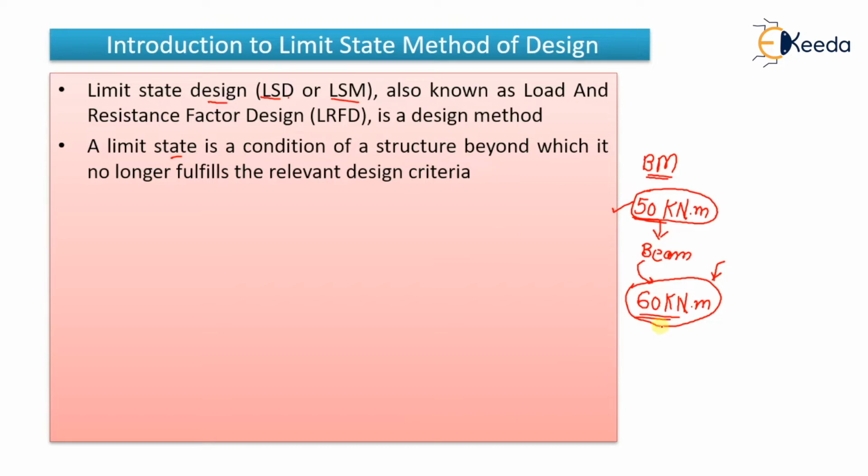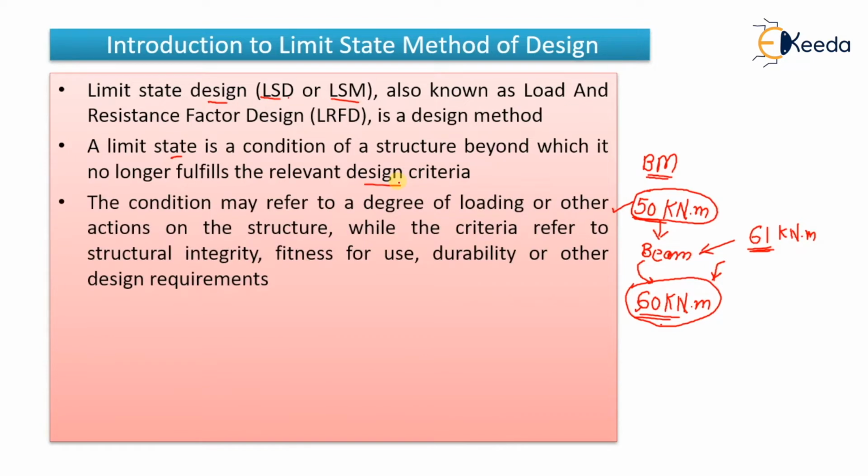What does that mean? It means if the bending moment coming over to this beam is 61 kilonewton meter, what will happen? This beam will not be able to resist this 61 because its capacity is only 60. So up to 60 it can resist any bending moment, and after that it will not be able to resist this 61. So it is the condition after which it will not fulfill the design criteria.